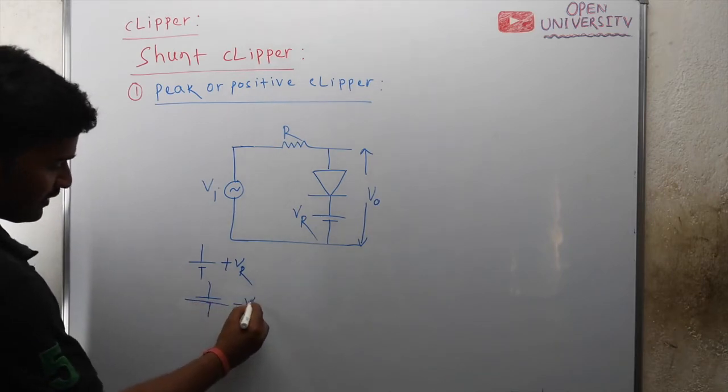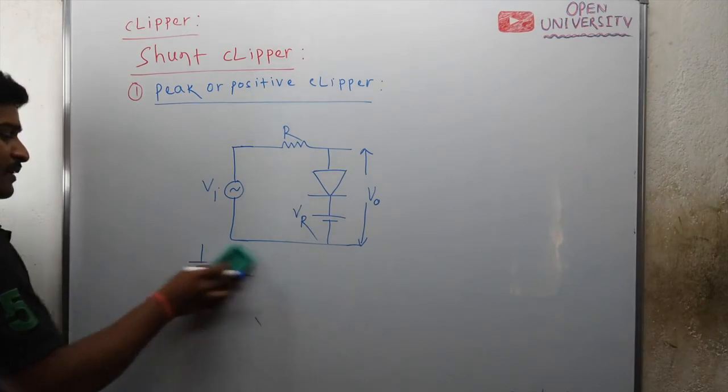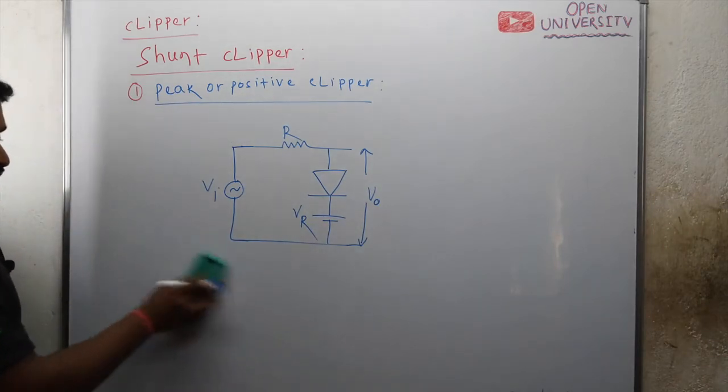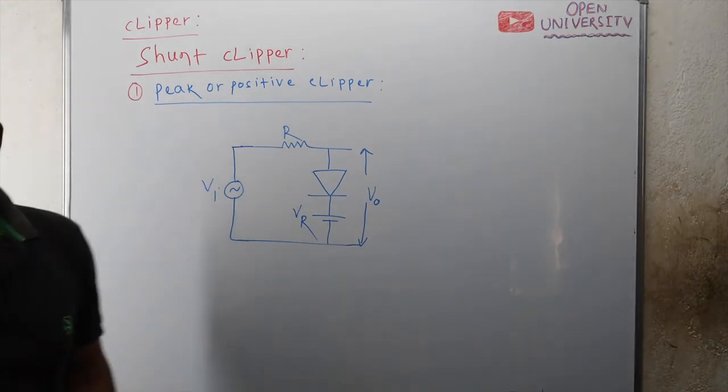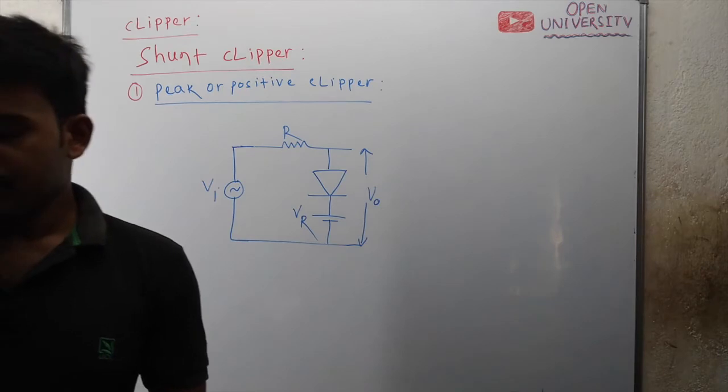This will be minus VR. VR is called the reference voltage, and it can be 0, positive, or negative. Now we'll understand its operation.